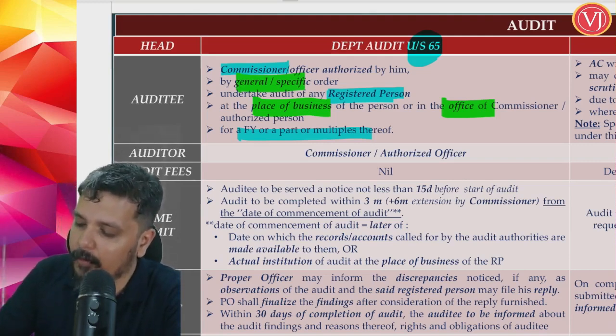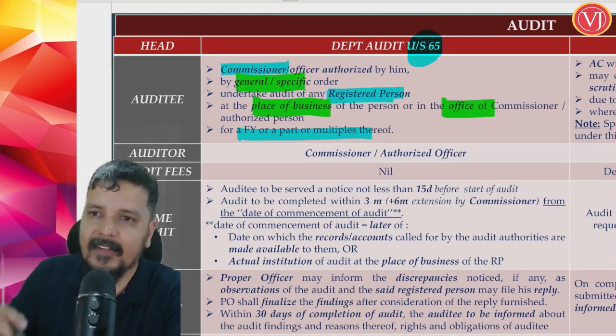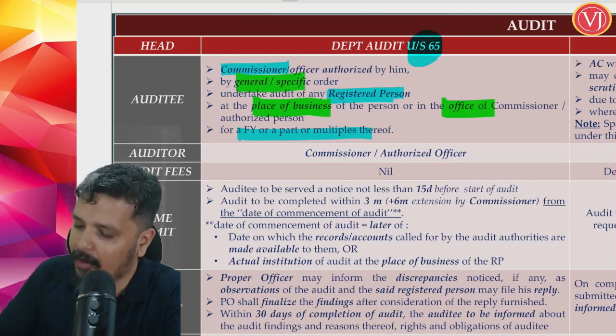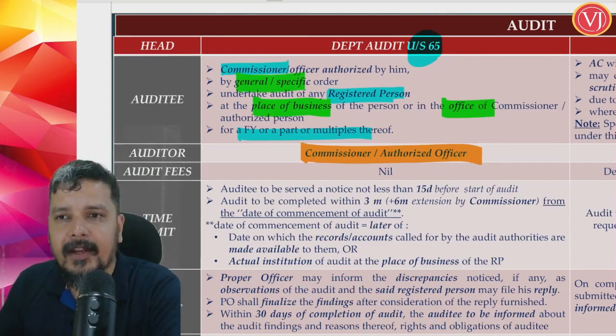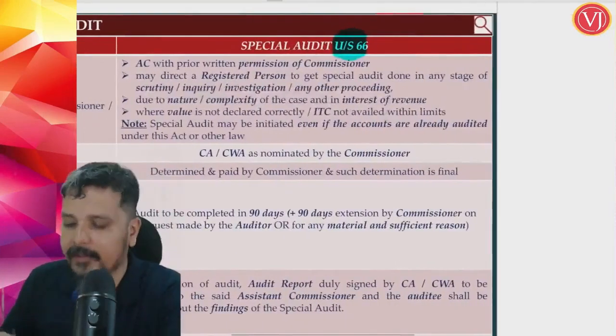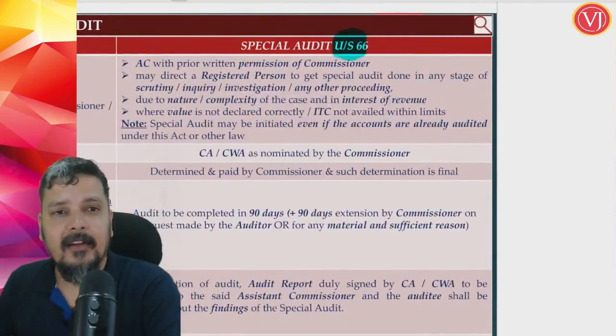Now, who is going to do the audit for that? The auditee is a registered person. Who is going to do the audit? Commissioner or the authorized officer. Audit is going to be done by the commissioner or the authorized officer. But what about special audit? The special audit is very special.